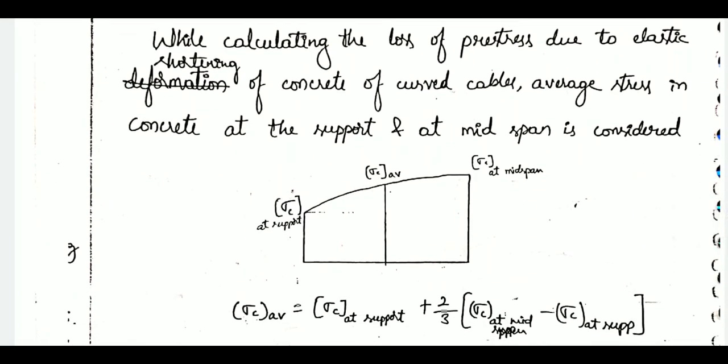We need to calculate stress in support and stress at mid span, and by considering those two values we can calculate sigma c average by using this formula. Sigma c at support plus 2/3 of (sigma c at mid span minus sigma c at supports). This is the formula, you have to remember this. How to calculate the stresses we will see later.